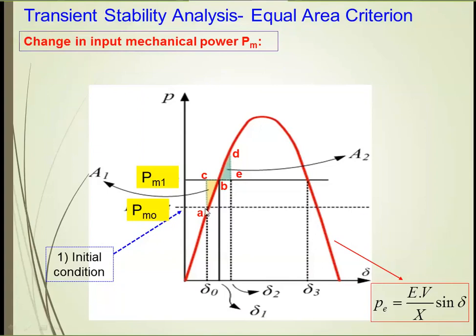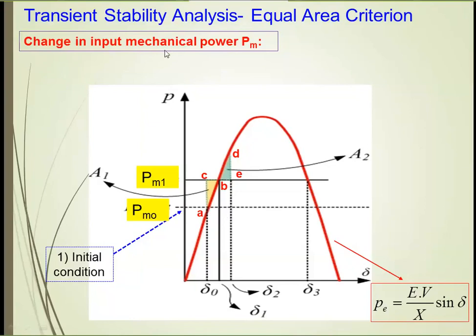And in this case, what we find is that when we have the initial condition, PMO is equal to the electrical power, electromagnetic power, at this point here. So this is the initial condition now. And in that case, the operating angle for the generator is delta naught here. So at the point A, PMO is equal to PE here, right?